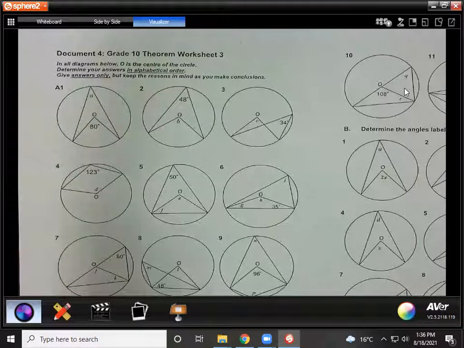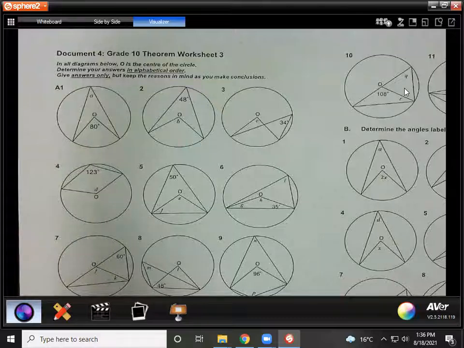Now for this worksheet, in the instructions, they said give answers only, but keep the reasons in mind as you make conclusions. In case of exams, that won't be the case. We will always want you to write down the reasons. But I just said to yesterday's group, let's just practice using the theorems, and then when we do questions where they all mix together, then we'll focus on writing the correct reasons.